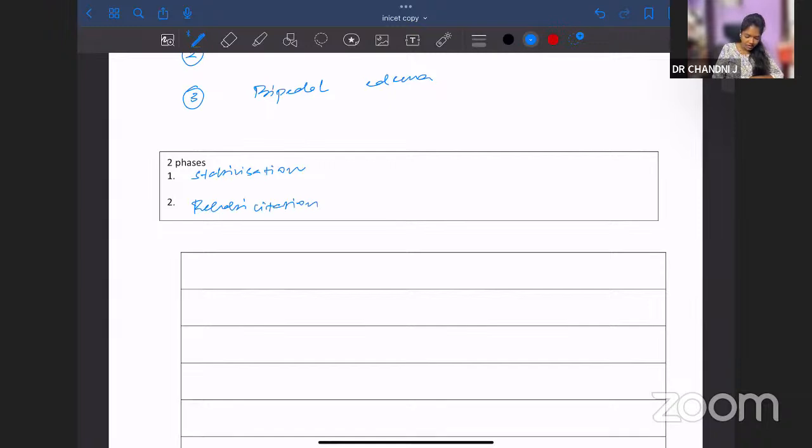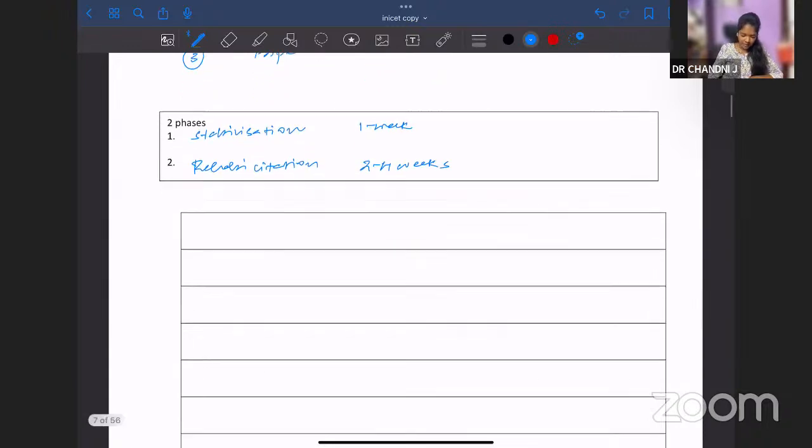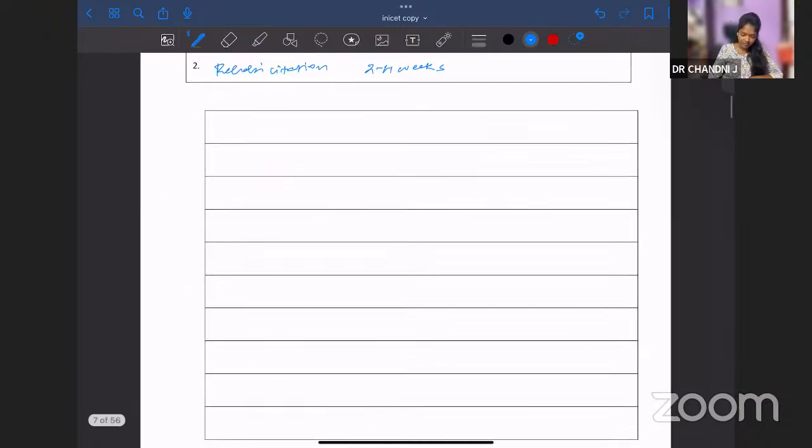Rehabilitation. So, the stabilization phase is the first 1 week. Okay. The first 1 week is your stabilization phase. And then 2 to 4 weeks is your rehabilitation phase.